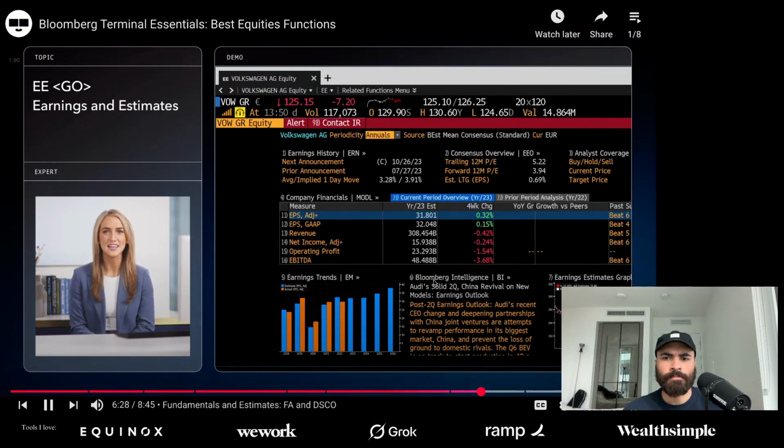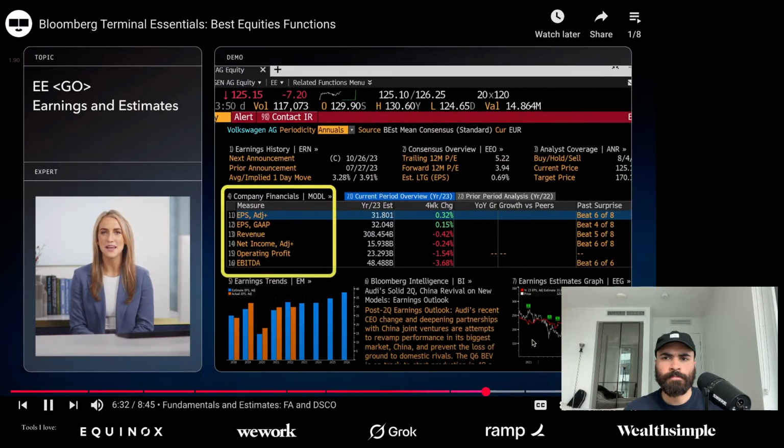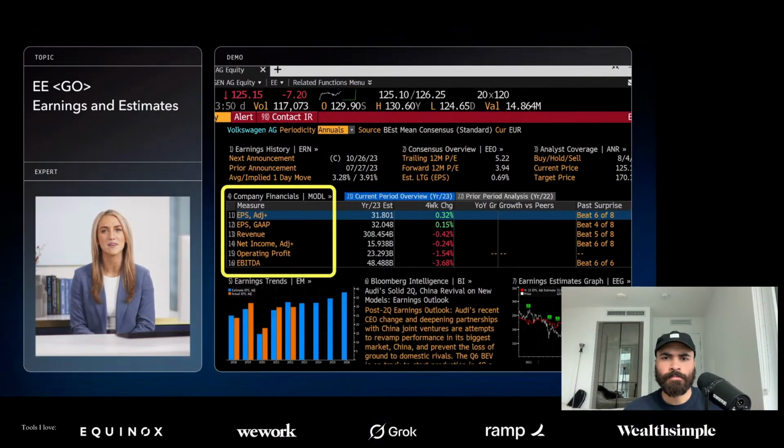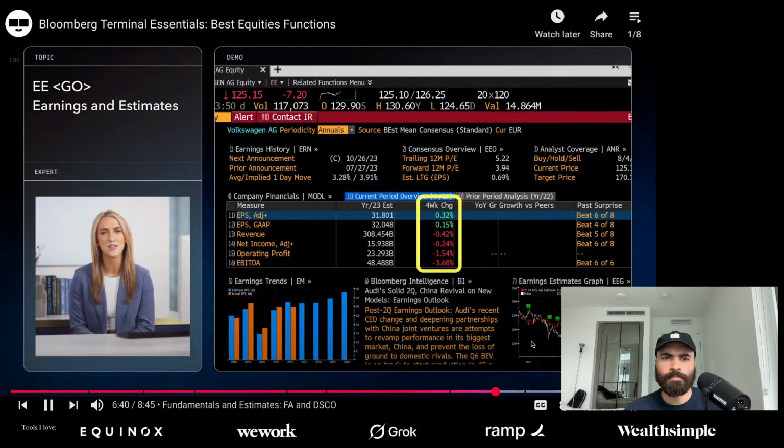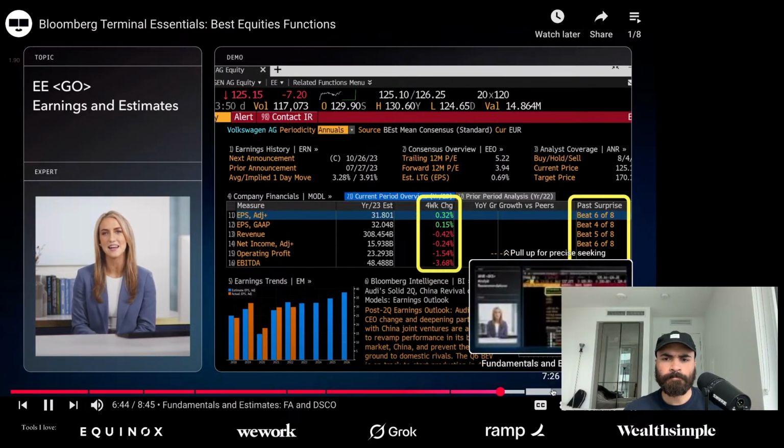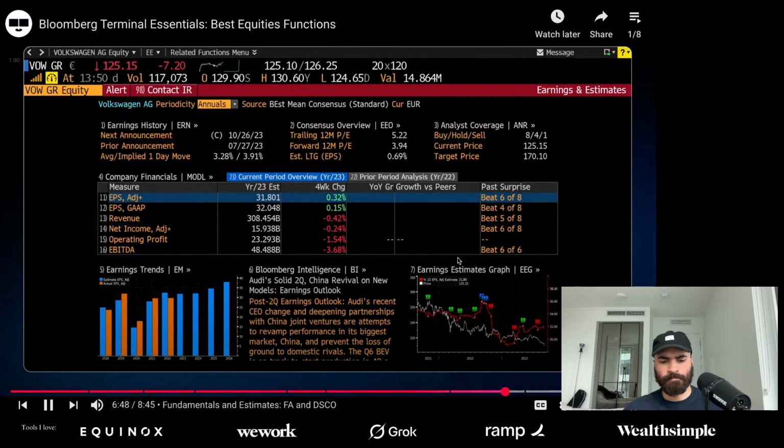Easy. By default, EE shows estimates for key metrics in the coming quarter: EPS, revenue, net income, operating profit, and EBITDA. Each one is accompanied by the 4-week change, as well as the number of times the company has made their own estimates in the past 8 announcements. Well, now we know what Volkswagen estimates for itself, but what's the word on the street?